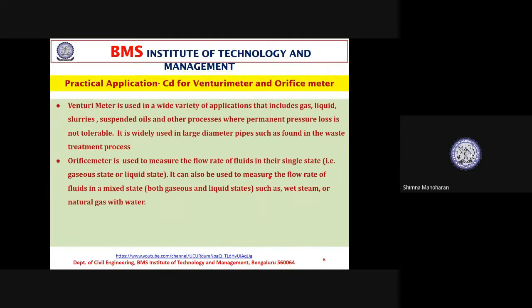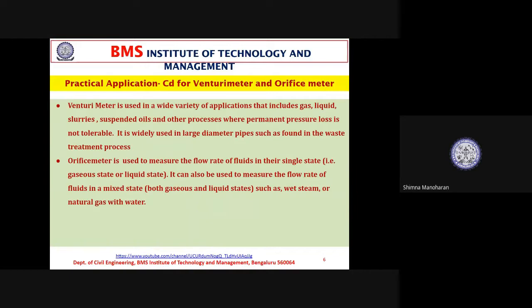So the practical application of venturimeter and orifice meter. So a venturimeter is used in a wide variety of applications that includes gas, liquid, slurries, suspended oils, and other processes where permanent pressure loss is not tolerable. Like when you have a large diameter pipe, which is found in waste treatment processes. So there venturimeter is being used. So this mainly finds application wherein permanent pressure loss is not acceptable.